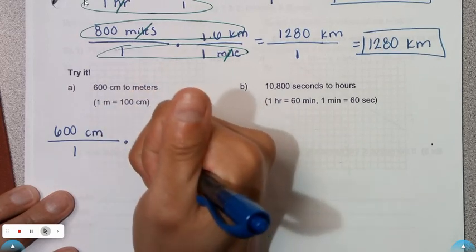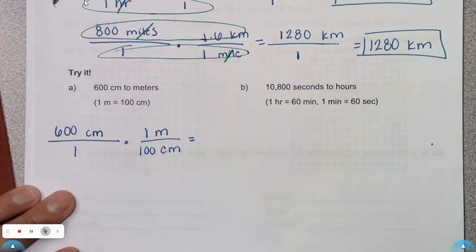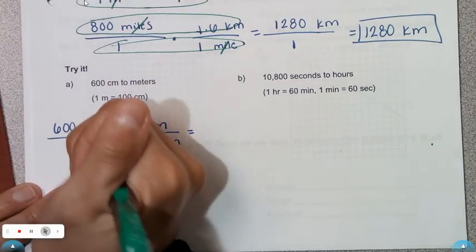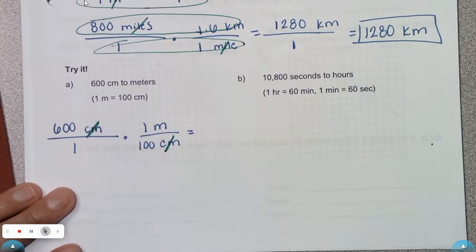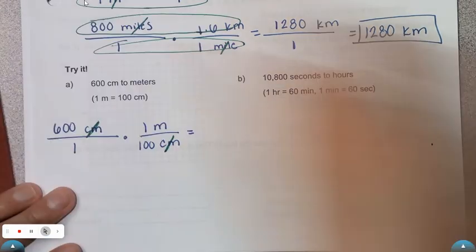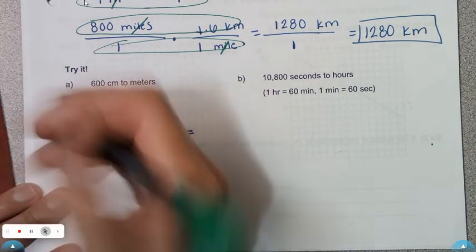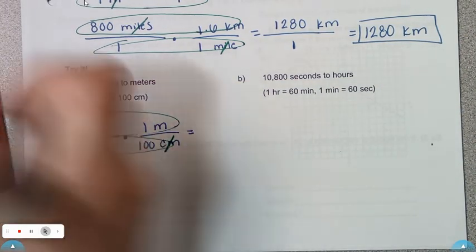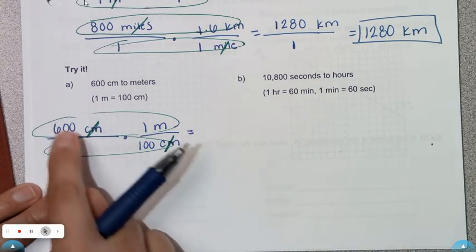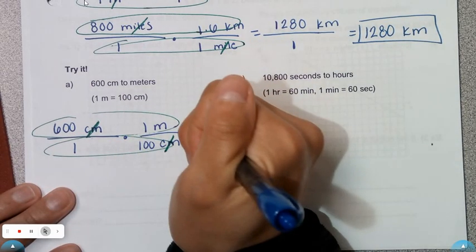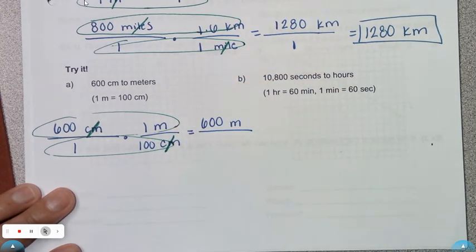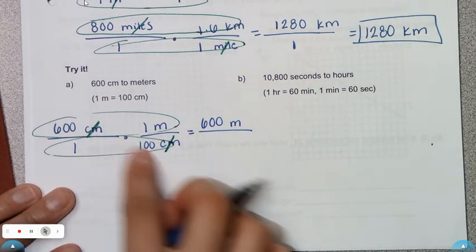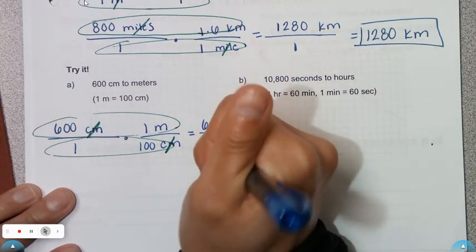That means 1 meter will go on top. Centimeters cancels with centimeters. I multiply all the top and all the bottom. So on the top, 600 times 1 is 600. Don't forget your units. And on the bottom, I have 1 times 100, which is 100.